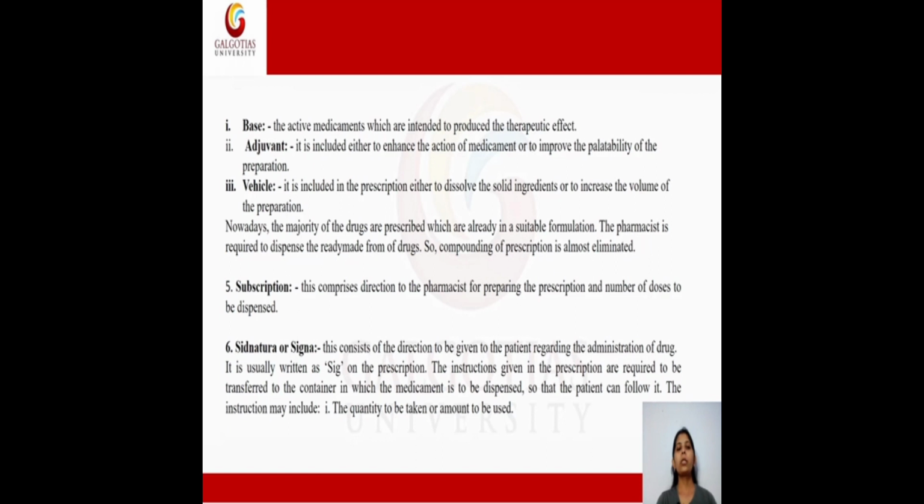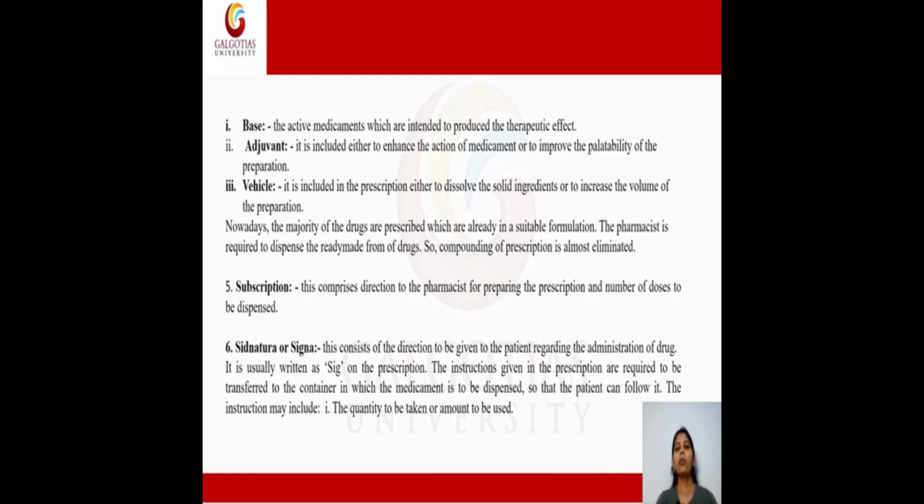Six, signature or signa. It consists of the directions to be given to the patient regarding the administration of the drug. This part of the prescription includes all the directions that should be given by a pharmacist to the patient regarding the administration of the drug. It is usually written as SIG on the prescription.